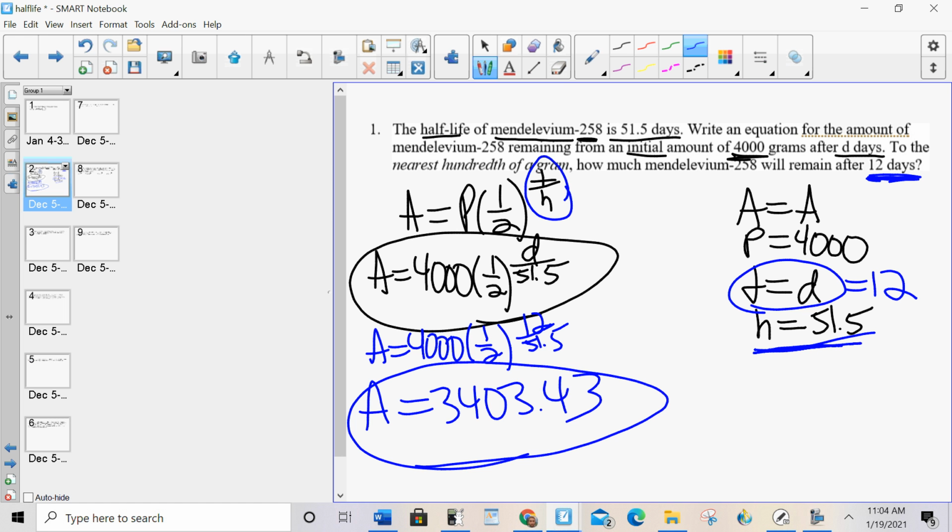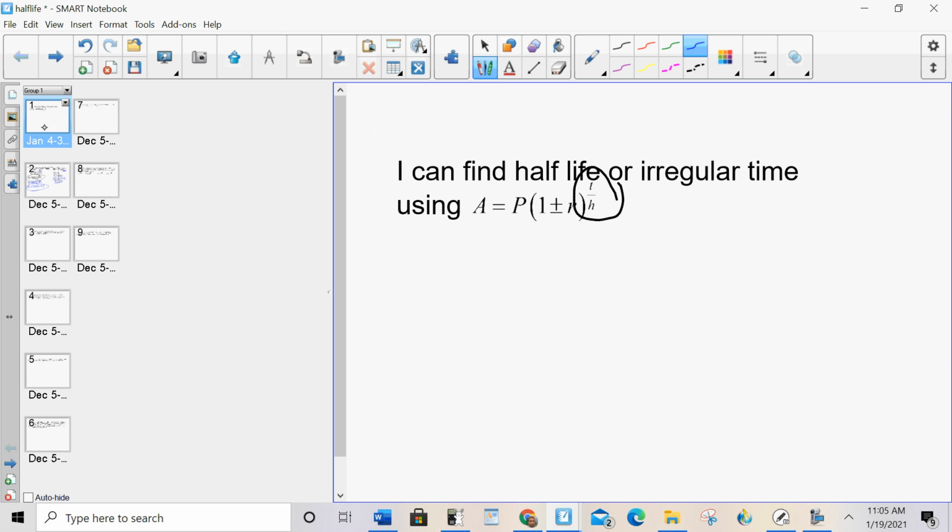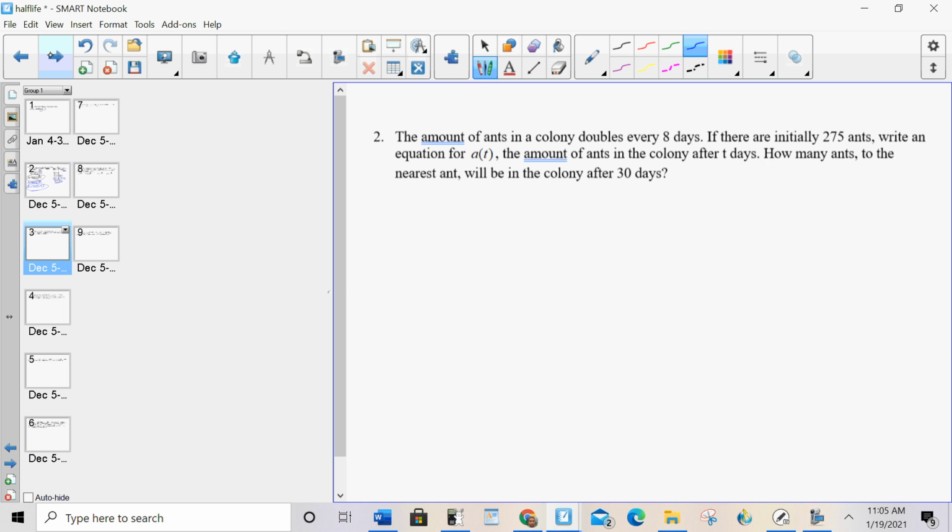the amount of time it takes for the percent to be applied, and that's what half-life is. Half-life is the amount of time it takes to decrease by 50%. So if it's half-life, it's always 1/2 in the parentheses. You're going to see double time and triple time. If it's doubling, it's going to be a 2. If it's tripling, it's going to be a 3. If it's increasing or decreasing by a percent, then it's just going to be 1 plus or minus the rate, which is what we've been doing for quite a while.